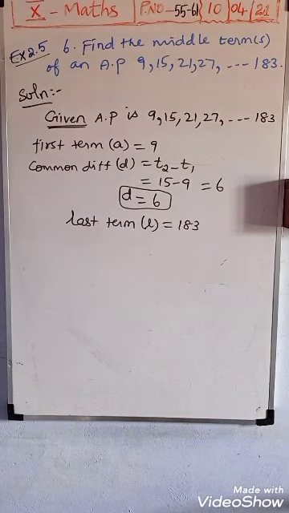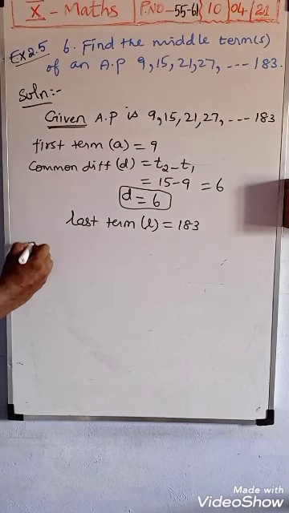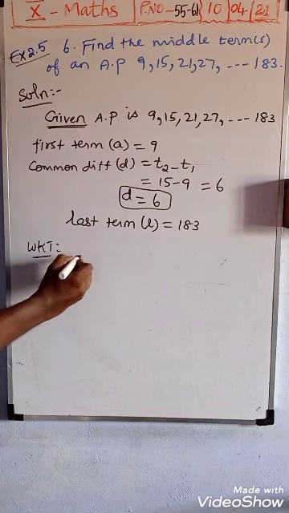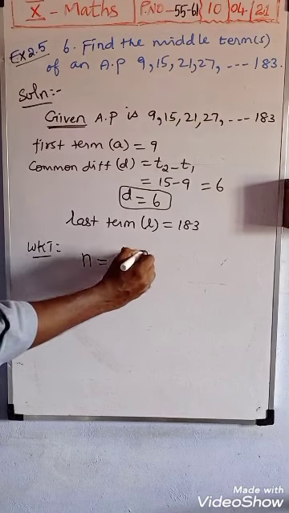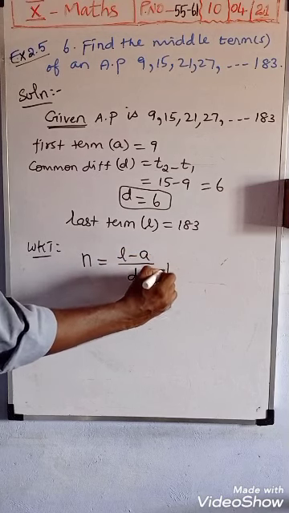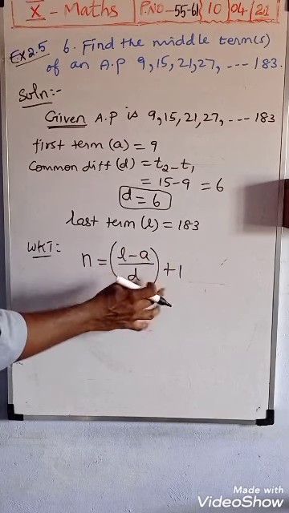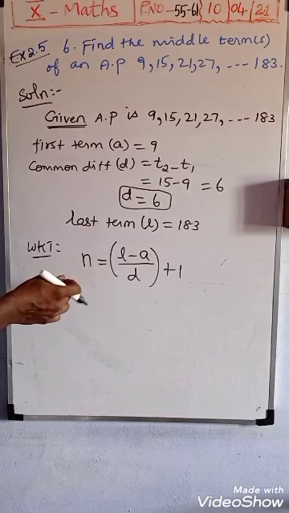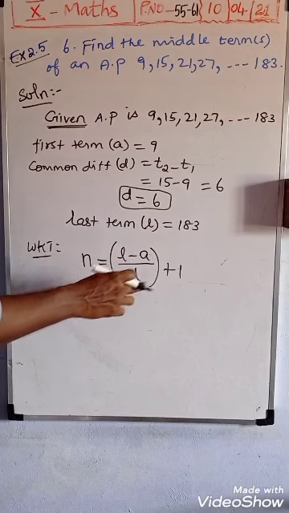Before, I explained the Tn formula I used. Instead of that formula we can also use this. What is that? We know that totally how many terms are there in an AP? N is equal to (L minus A) divided by D plus 1. Using this formula we will receive the same answer. You can try one or the other. N is equal to (L minus A) divided by D plus 1.